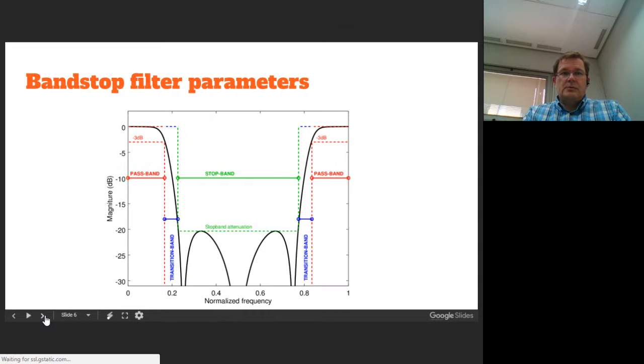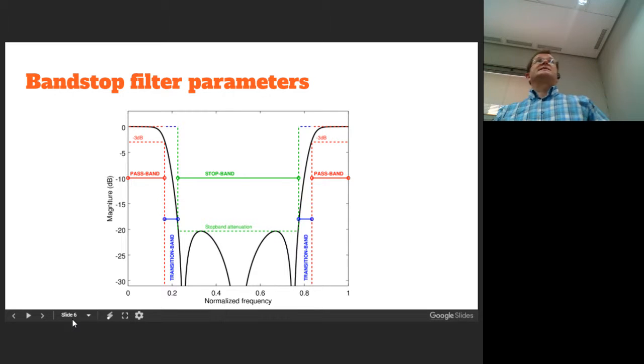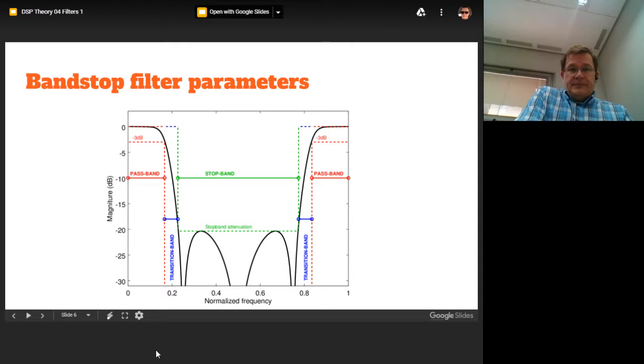Okay, and then an example of band stop filters. Well, same way. We have a cutoff frequency on both the low pass part and the high pass part. We have one stop band in the middle and two transition bands again. Of course, these transition bands can be different.